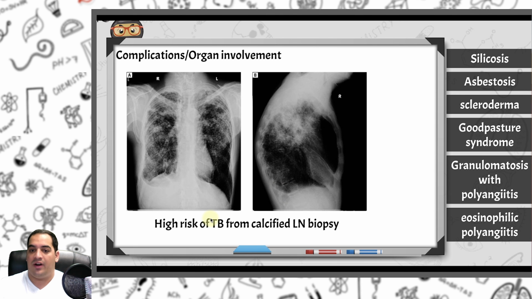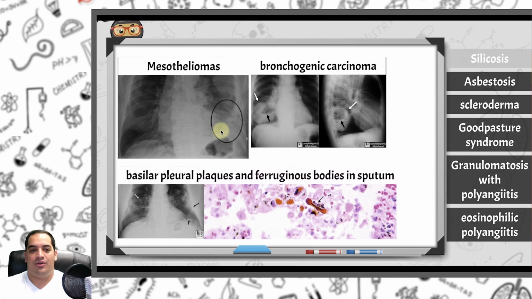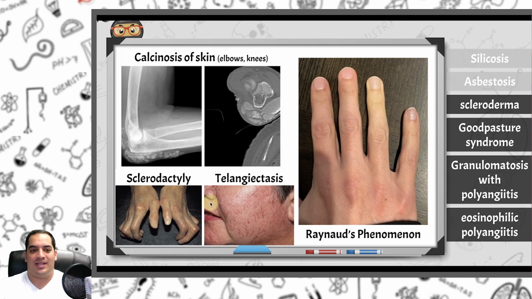So first thing, looking at all of these and testing these out. If I have a patient who's very high risk for TB or they have calcified lymph nodes on their biopsy, this would be more suggestive of, remember that eggshell lymph node calcification? Silicosis. If I have a patient who has risk of mesothelioma, bronchogenic carcinoma, and they have these basilar pleural plaques with ferruginous bodies in their sputum, it would be more suggestive of asbestosis. If I have a patient who has calcinosis of the skin, sclerodactyly, telangiectasia, Raynaud's phenomenon, it's more suggestive of scleroderma.